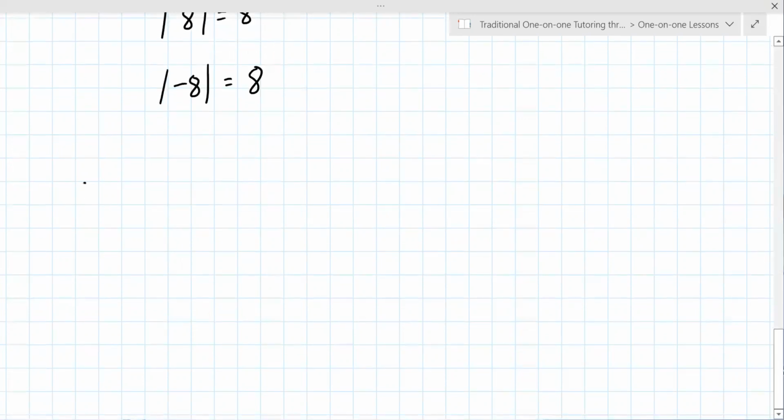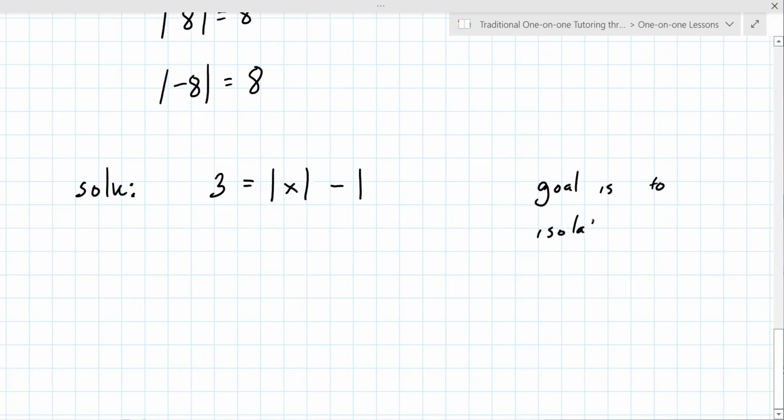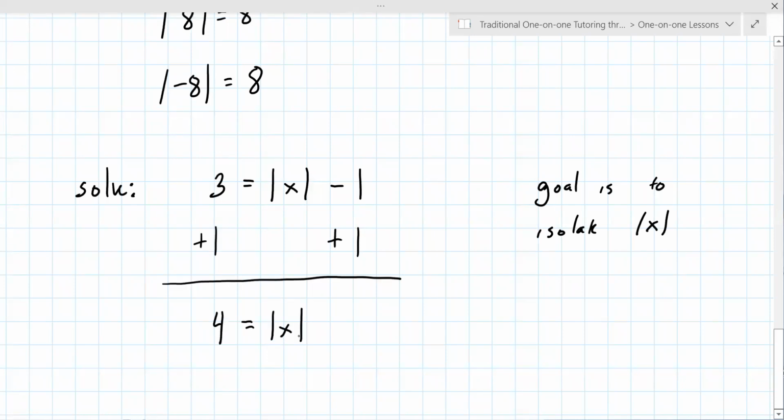It would say solve 3 equals absolute value of x - 1. And here's your goal. Your goal is to isolate the absolute value of x. So you look for the side with the absolute value of x. Do you see that it's the right hand side here? Yeah, I do. What is this that I'm circling? The -1. Subtraction by 1. How do you undo subtraction by 1? You add 1 to both sides of the equation. So on the right, it cancels. On the left, it's 4 equals absolute value of x.